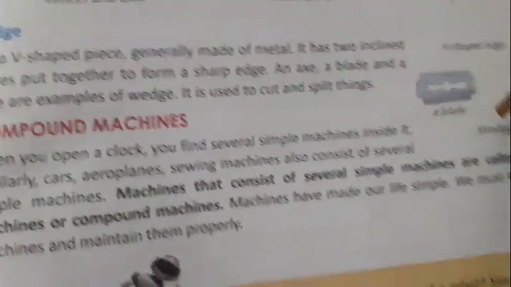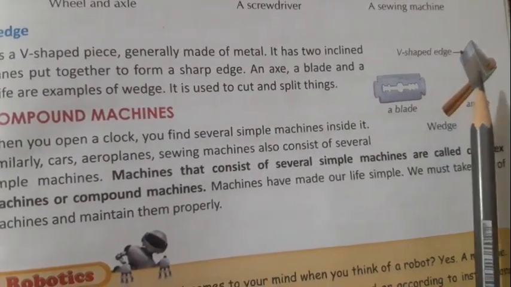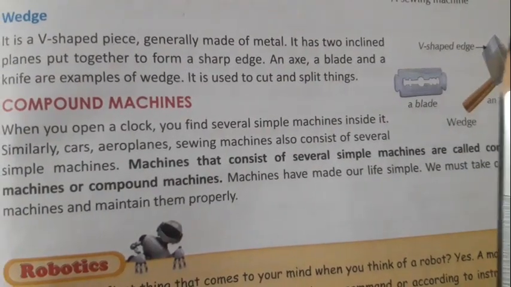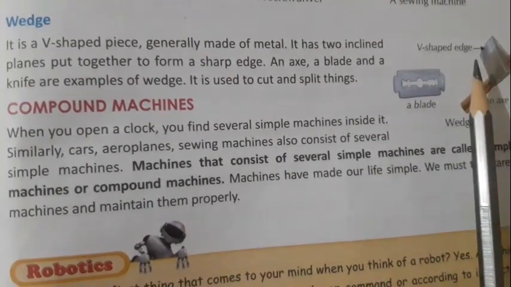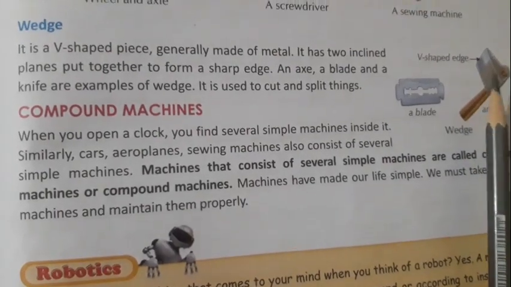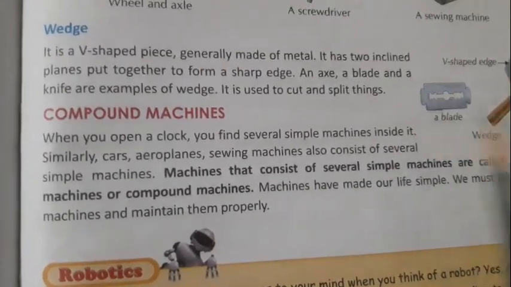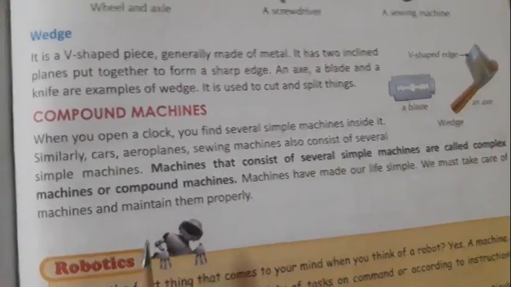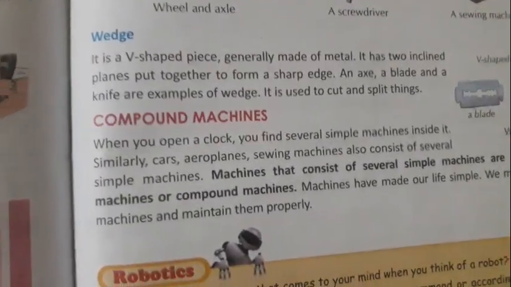You can see this example. It is a V shape piece which is inclined. Two inclined planes are joined together with a sharp edge. So this is a simple machine which is called a wedge. This blade is used for cutting. Yes or no? This axe is used for cutting things. So these are the different types of simple machine.